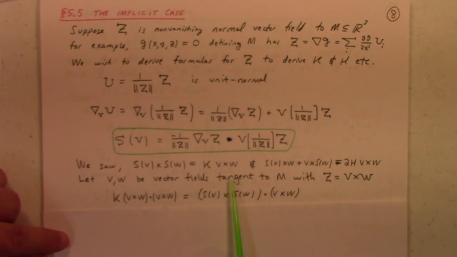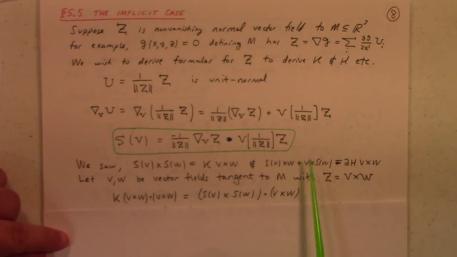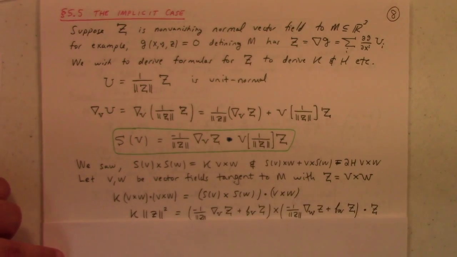We just need two, well, not just any two, v and w, we want to pick v and w that give us back z again, to connect with the z. So we choose a v and w such that v cross w gives you z. Having done that, we use this formula, right? So k v cross w dot v cross w is equal to that dot that, but S of v is this lovely stuff. S of w is this lovely stuff.